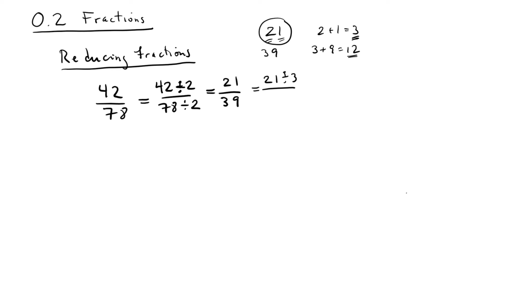And those are both prime numbers. I recognize them. So I can't divide any of them by another number besides 1, which would be useless. So this is the most reduced form of my original fraction.